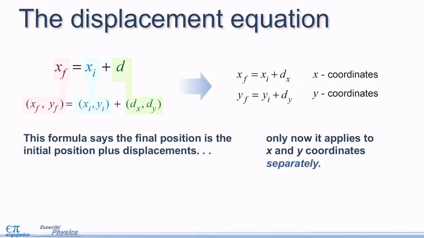So we can actually calculate displacement, and we can do that again using this formula, xf equals xi plus d. So here, xf is final position, xi is initial position, wherever you started, and d is displacement.